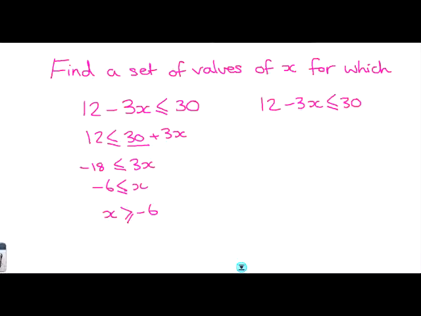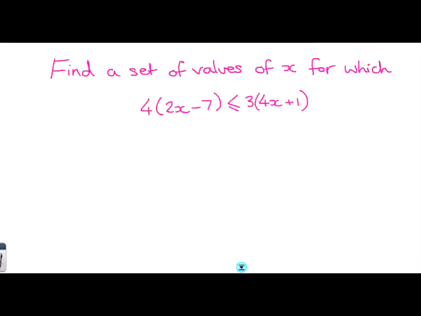Now let me write this one again, because if I kept the x term where it is and subtracted this, I would get minus 3x is less than 18. If I'm going to divide by minus 3, I have to remember the same little trick here. Dividing by a negative number, we change the direction of our inequality sign. Because if we don't, you'll see we get the completely wrong answer. So that's a very good question to understand.